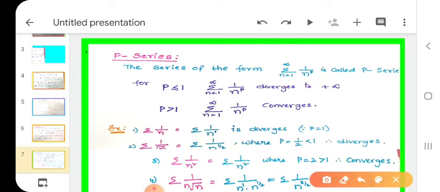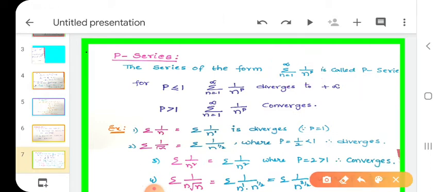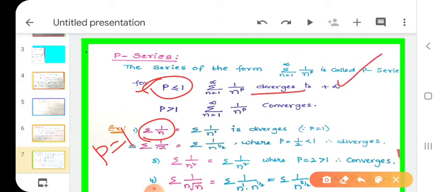See the example, summation 1 by n. Just summation is given, and summation means here we take n equals 1 to infinity automatically. Okay, there is no problem. What do we have here? 1 by n. Compare with 1 by n power p. Summation is the same. In the numerator we have 1, and in the denominator we have n power p. Here we have n power what? 1. That means what is the value of p here? p equals 1. p equals 1 falls under p less than or equal to 1, so the given series is divergent.